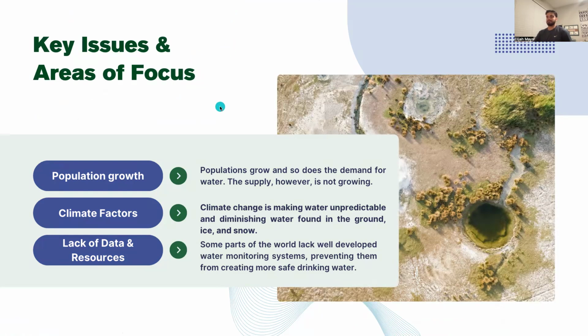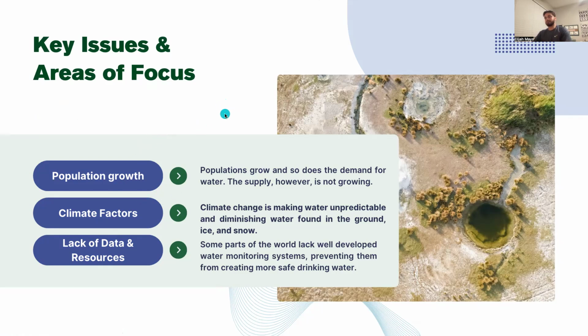Here are our key issues and areas of focus that I'm going to be going through. One of the things with water scarcity is the population growth as a whole. So populations grow, and so does the demand for water because there's more people. So more people are drinking. The supply, however, does not grow typically.